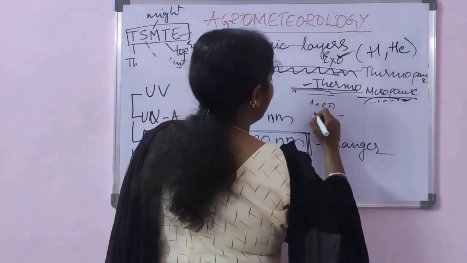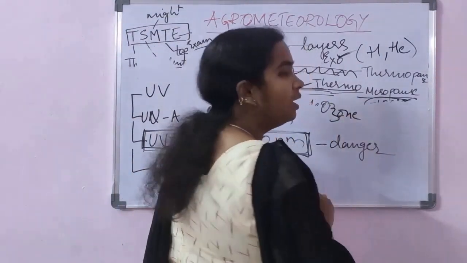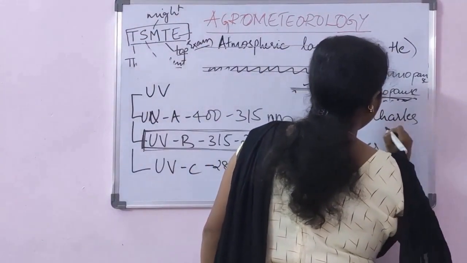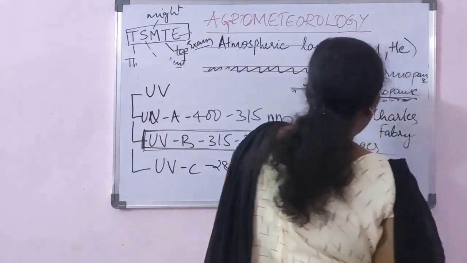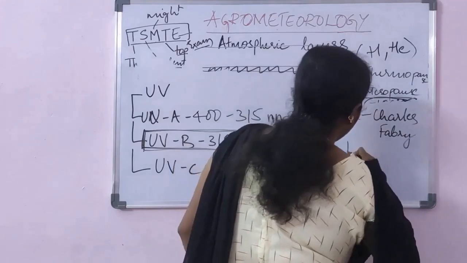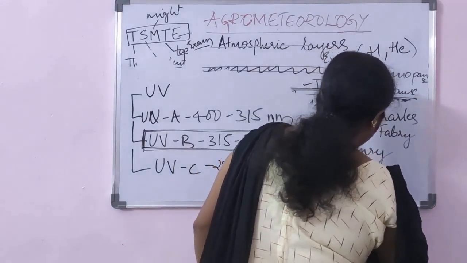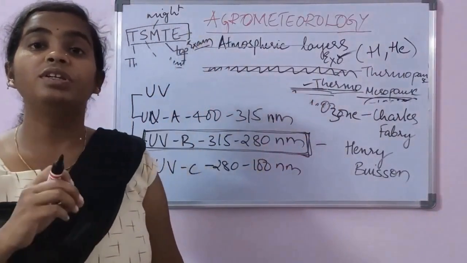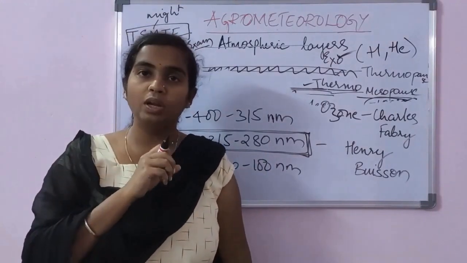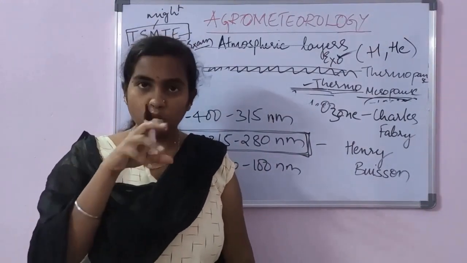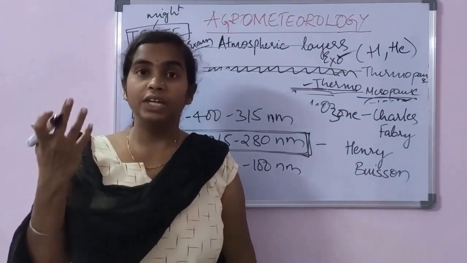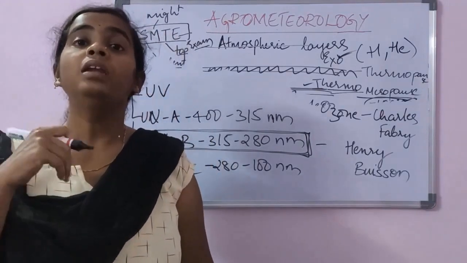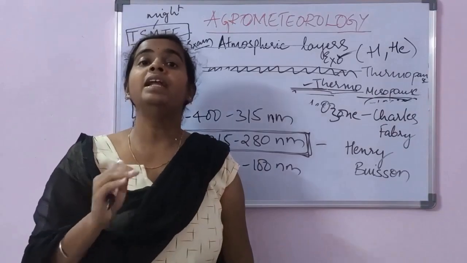Now, as I told you, stratosphere contains ozone layer. The ozone layer was first discovered by Charles Fabry and Henry Buisson. Because of heavy pollution nowadays, there are holes in the ozone layer, and there are different countries where this hole in the ozone layer is getting increased day by day. So we should know which are the countries where this ozone layer has been exploited more and it is being depleted continuously.